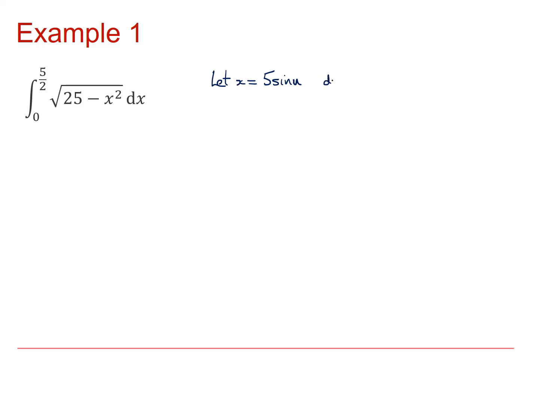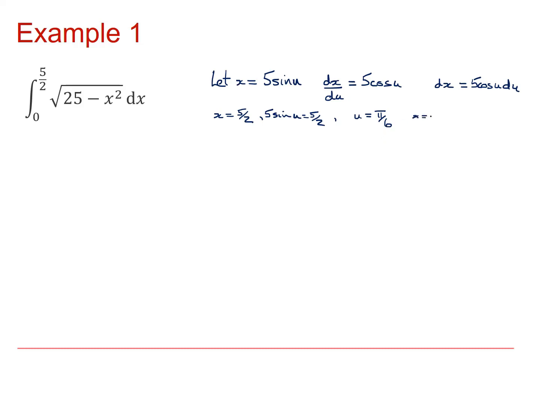Well, if x equals 5 sin u, then differentiating I get that dx by du is equal to 5 cos u. And so when I'm substituting for dx, I will put in 5 cos u du. I need to consider the limits as well. When x equals 5 over 2, I've got that 5 sin u is equal to 5 over 2. And so that's going to give me that u is equal to pi by 6. Sin u is a half.